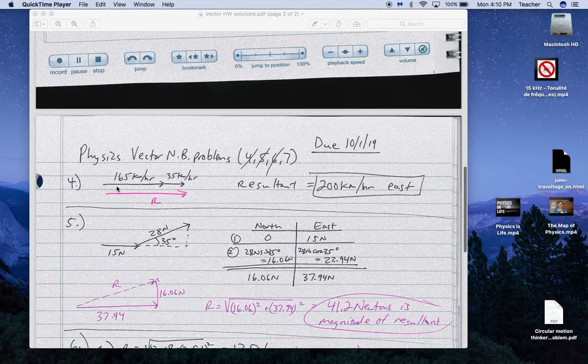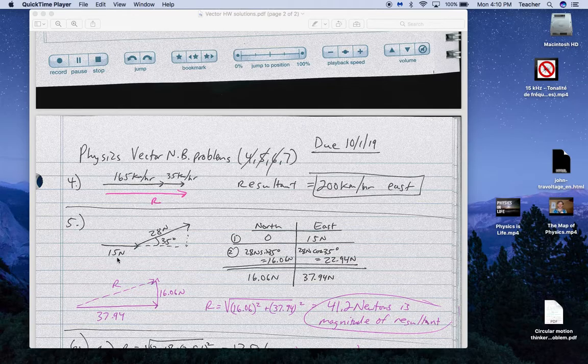Number 4, you've got an airplane going to the east, and there's a tailwind also to the east. So since those are going the same direction, you just add them up algebraically, 165 plus 35. And if someone looked up from the ground, the plane would be going 200 kilometers per hour to the east. You may have noticed this before with slow-flying planes. If you look up and it's a windy day, they can either look like they're flying really fast or really slow if they're heading into the wind.